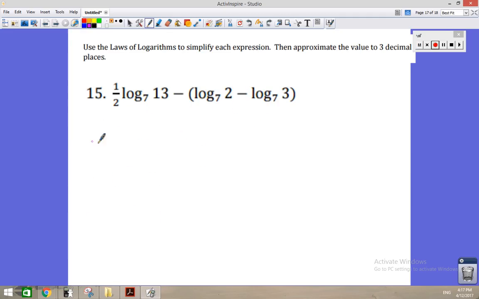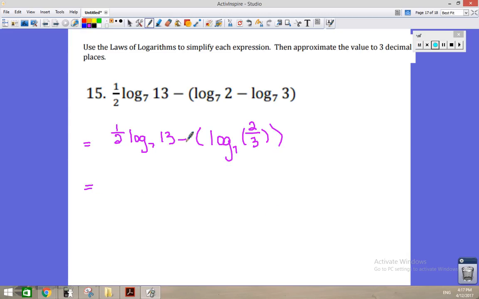Alright, let's do the same thing here. They've grouped this together for me, so yes, I'll do it from left to right, but I'll start with my order of operations. I'll start with inside the parentheses first. So I'm going to leave outside the parentheses alone for just a second. And this is a subtraction, so I can write this difference of 2 logs as a single log, where 2 is in the numerator and 3 is in the denominator, and I can't reduce that fraction.